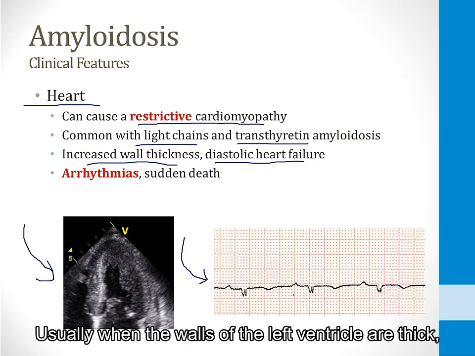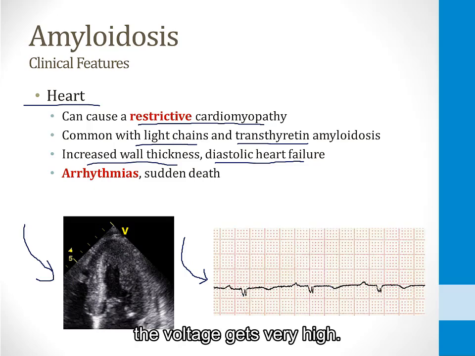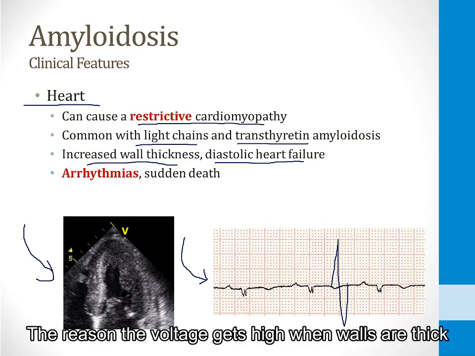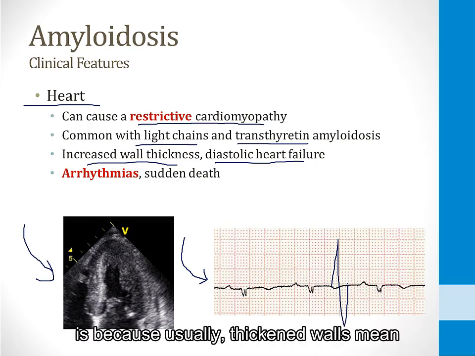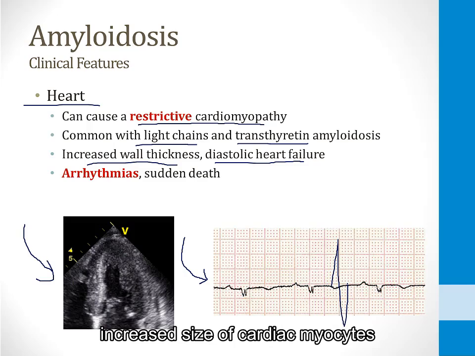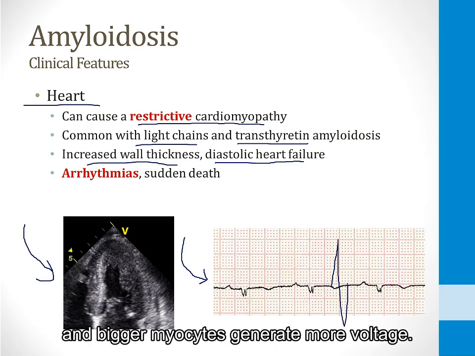Usually when the walls of the left ventricle are thick, the voltage gets very high. For example, the QRS complexes could look something like this. The reason the voltage gets high when walls are thick is because usually thickened walls mean increased size of cardiac myocytes, and bigger myocytes generate more voltage.